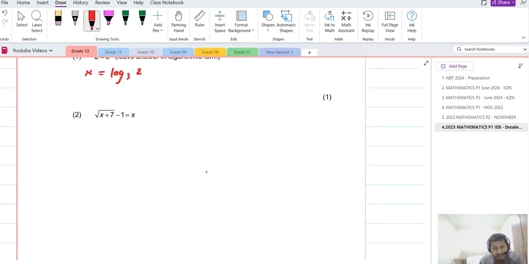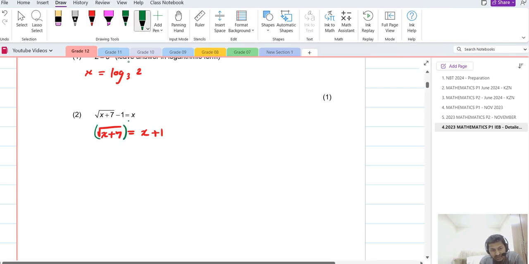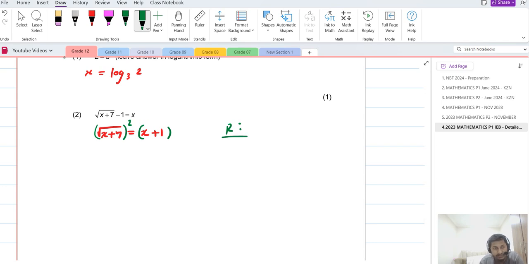Solving the next question, we square both sides, but make sure you take the 1 over and use the restriction. So we have the square root of x plus 7 is equal to x plus 1. Now before we square, let's write down the restriction. We know the square root of anything has to be positive. So remember, x plus 1 has to be greater than or equal to 0, so x has to be greater than or equal to negative 1. We can only take answers which are greater than or equal to negative 1.